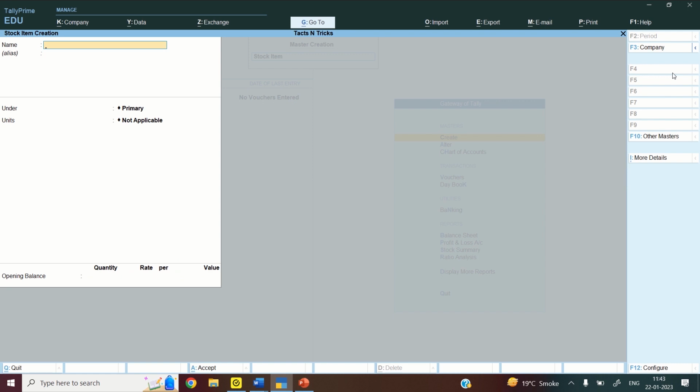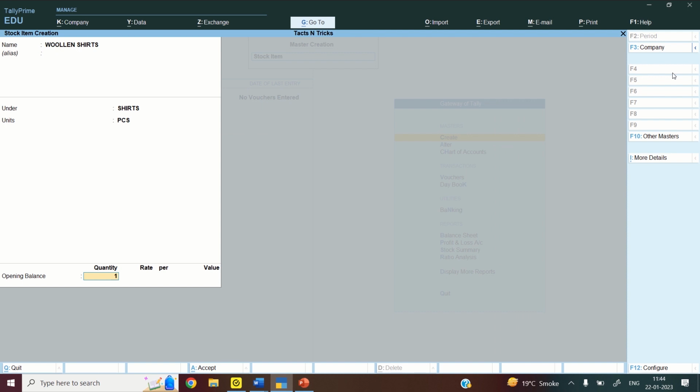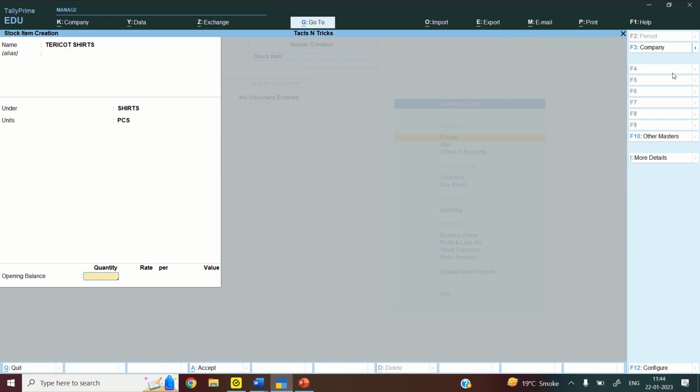Accept? Yes. Then second, it is dealing with woolen shirts under the group shirts, pieces. Quantity is 125 pieces and the rate is 1000. It will come, accept. Then terracotta shirts, it will come under the group shirts, pieces. How many quantity of terracotta shirts? 108 pieces and the rate is 600. Value will come itself, accept. Then trousers. So the company is dealing with denim trousers.